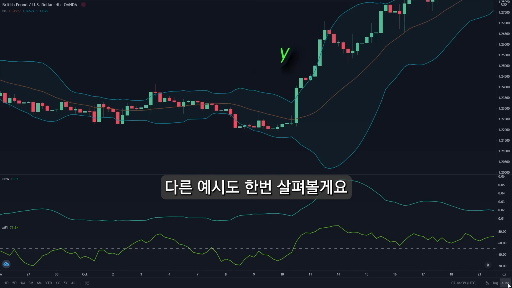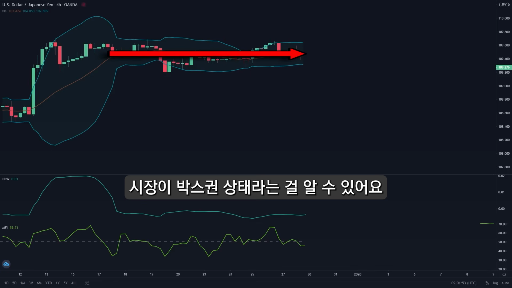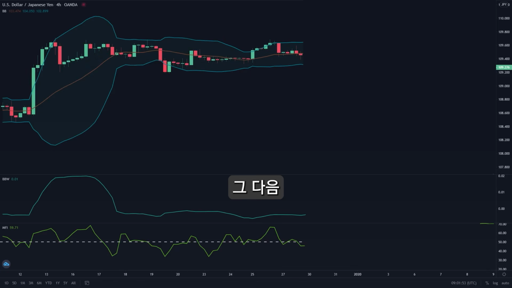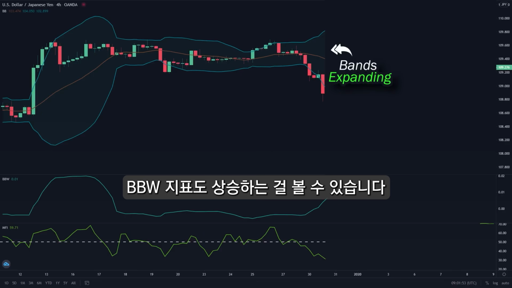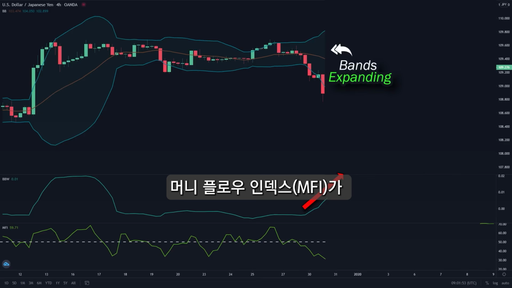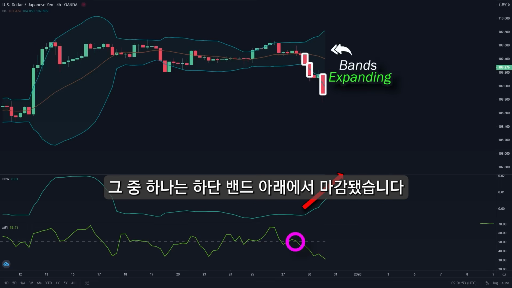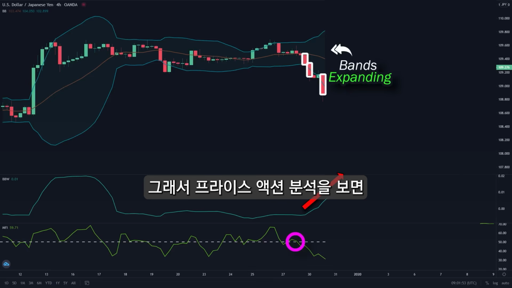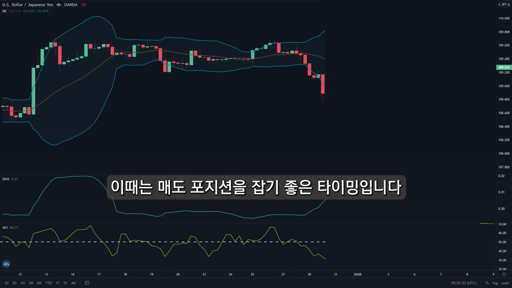Let's look at another example. And as you can see, the SMA is moving in a flat direction, indicating that the market is in a range. Next, you can see that the bands are starting to expand, which is also signaled by the BBW rising. And over here, we can see that the Money Flow Index crosses below the middle line, which indicates a bearish signal. And multiple red candles were formed. One of them closed below the lower band. So based on the price action analysis, the breakout is more likely happening to the downside. So this is a good opportunity to take a sell position.